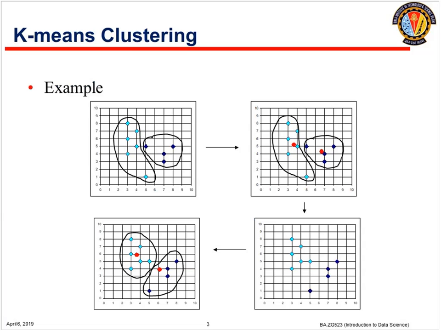Let's look visually at what happens here, and then we will look at a small example with points, and then at the end we will also look at an implementation of k-means clustering on the iris dataset that we have already used. So what is the iris dataset?